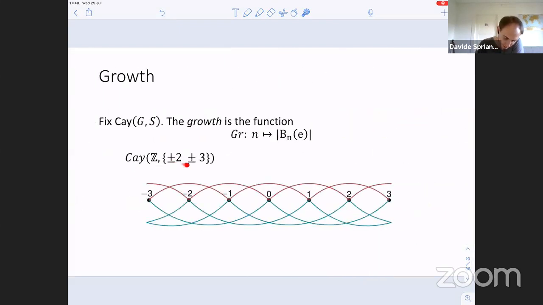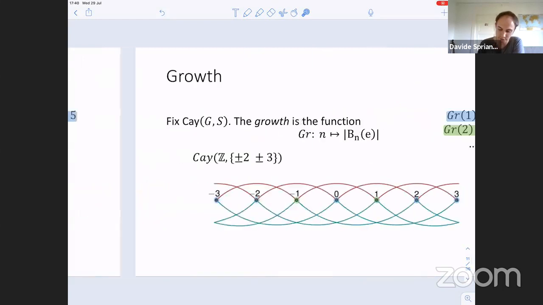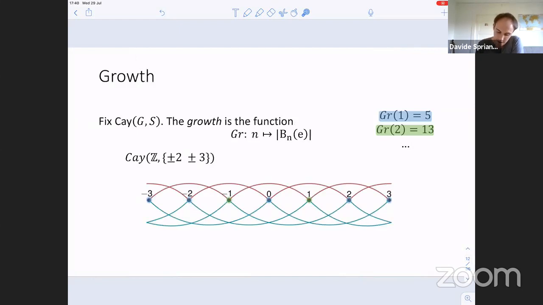If now I take the Cayley graph of Z with respect to the generating set plus or minus 2 and plus or minus 3, the ball of radius 1 is going to be this thing, right? Because minus 3, minus 2, 2 and 3 are all connected to 0 by an edge. And so the value is going to be 5. If now I look at the value 2, it's going to be 13. I don't have the whole Cayley graph, just trust me. If you get very bored, you can compute the whole growth function for this group. It's not very interesting.